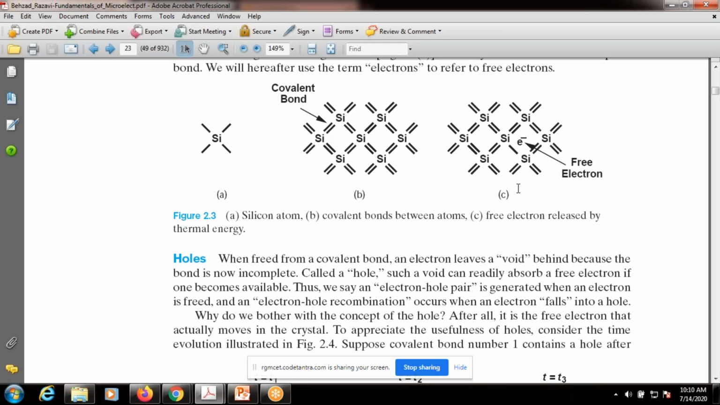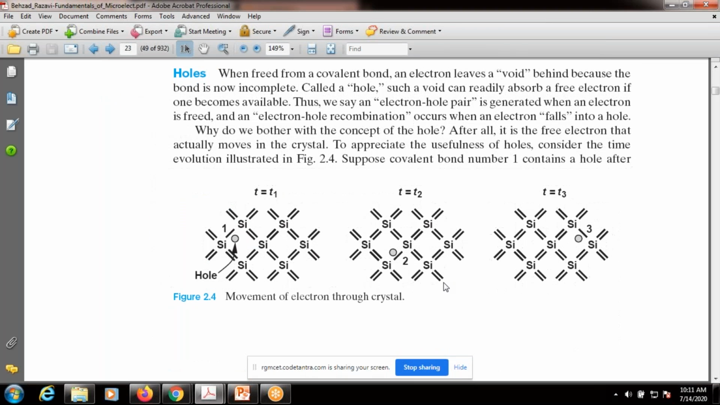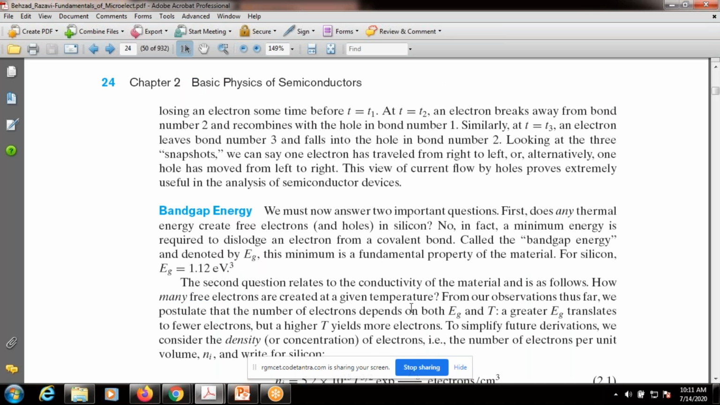Especially in semiconductors, a hole is also a free charge carrier. In a semiconductor, current conduction takes place due to electrons as well as holes, so we mainly concentrate on both. What is the direction of hole movement and electron movement? These are in opposite directions. In this figure, suppose this is a hole. Observe the hole direction, from left to right. The electron moves from right to left, the opposite direction.